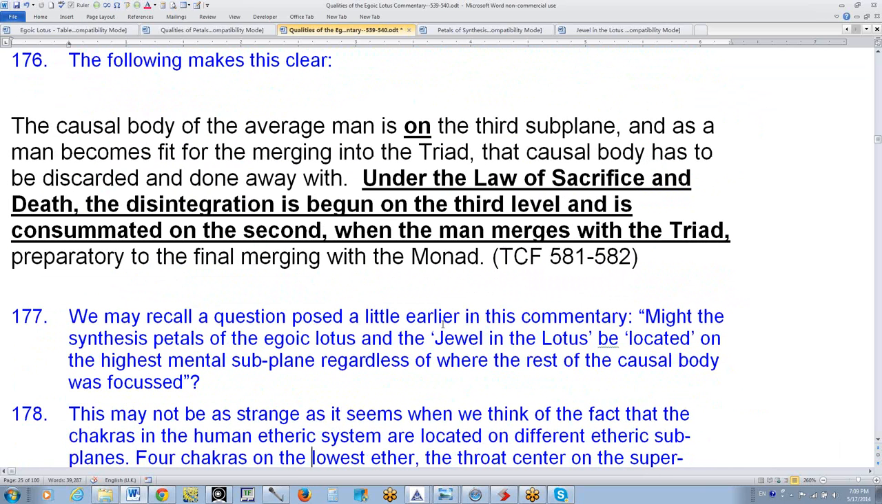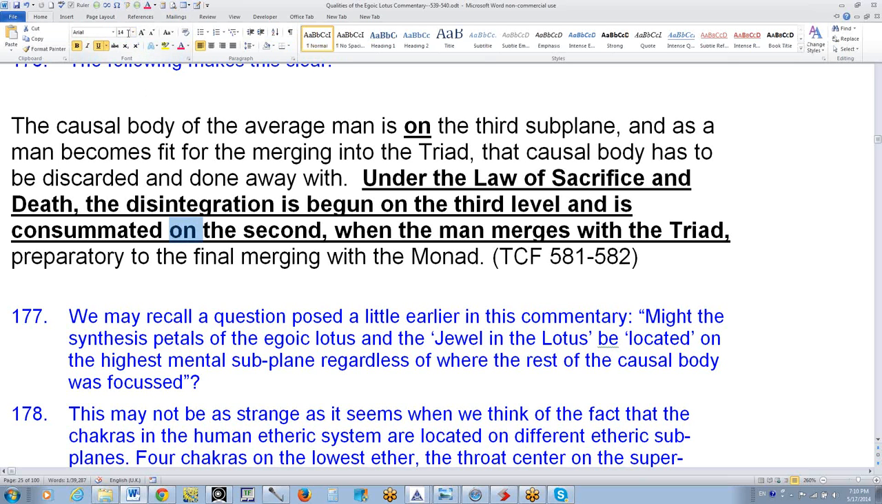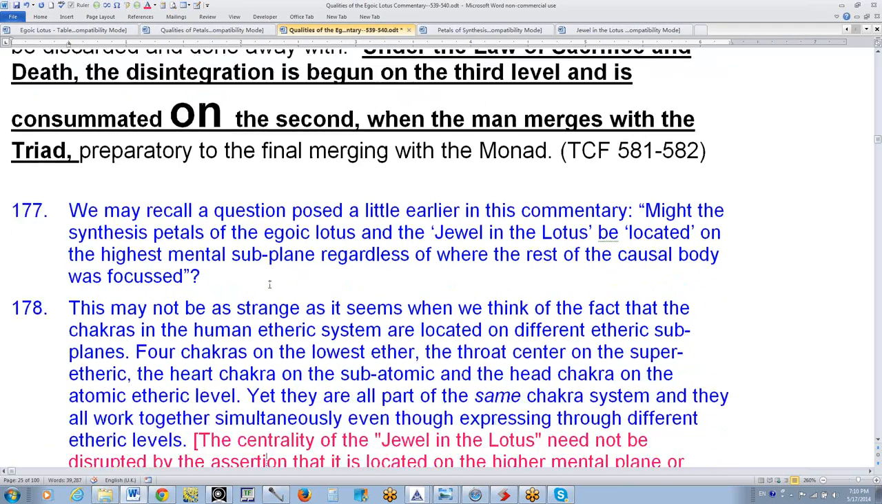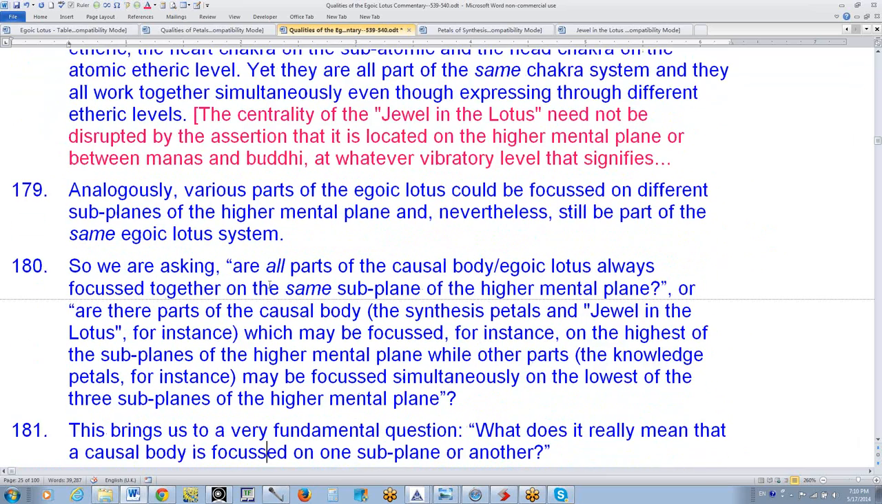So the causal body of the average man is on the 3rd subplane. And it sounds like the causal body of the one for whom the absorption into the triad is occurring is focused on the 2nd. I'll just make that bigger. We're dealing with frequencies and how frequencies affect disposition in space. So it's not an easy question.